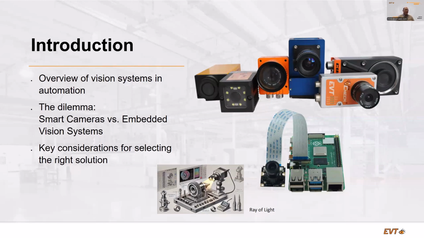So the question is always how to make a solution, either with a smart camera or with an embedded vision system, and what are the cons and pros for both of the systems. So to have a short idea what kind of systems are available, I have only here a few smart cameras. There are a lot more which are also supported with the software.